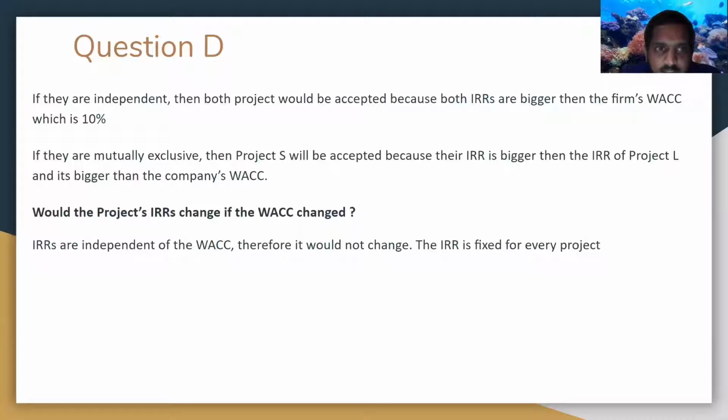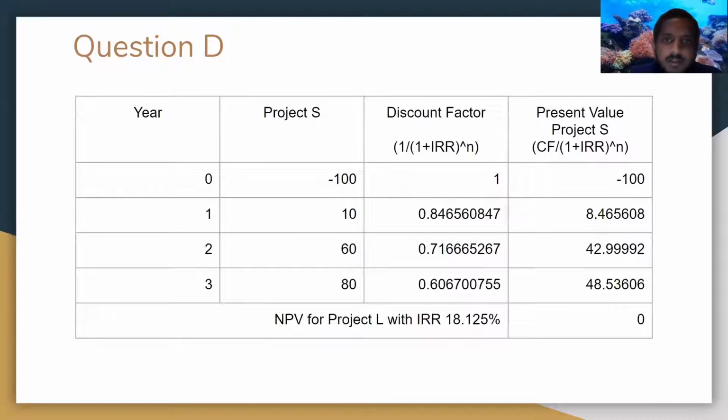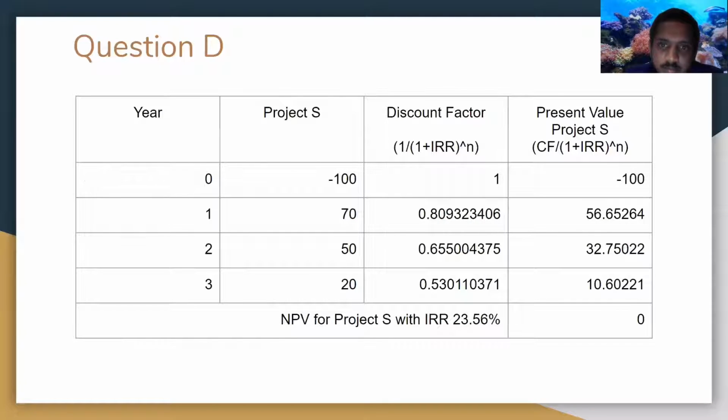Would the project IRR change if the WACC changes? No, the answer is no, because IRR is independent and therefore it would not change. The IRR is normally fixed for every project. So as you can see, this is the IRR for project L, and this is project S. As you can see, after the third year, it's almost equal to 0.